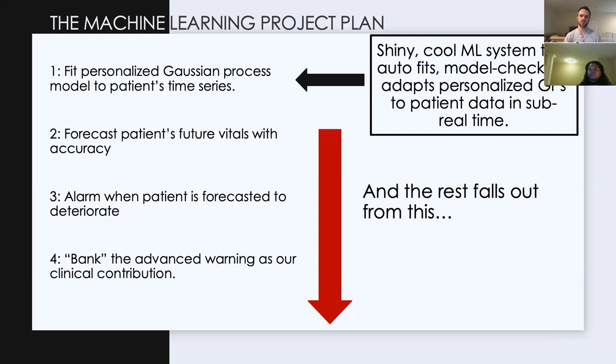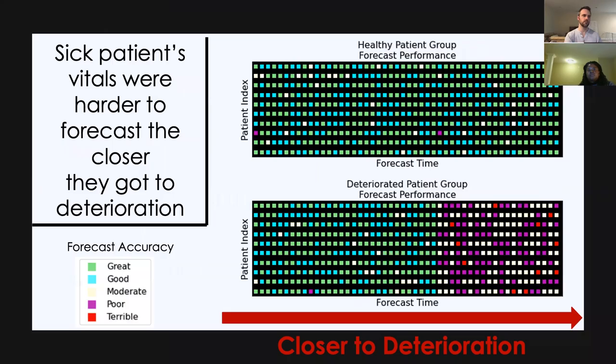And then in this process, what I discovered was the following. When we were looking through, yes, we did have correct general forecasting accuracy. But at the same time, where we didn't have as much forecasting accuracy was where the patients were actually deteriorating. So it looks something like this.